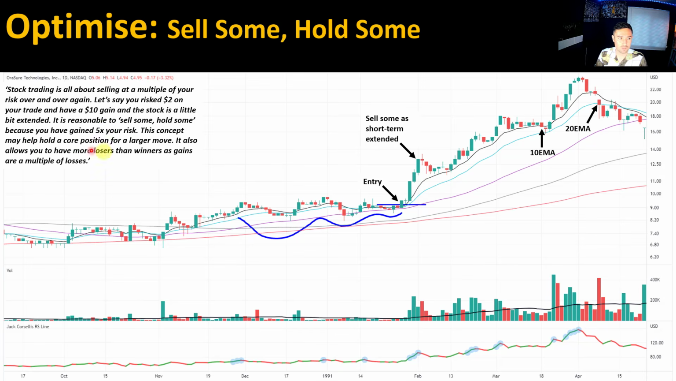This concept may help you hold a core position for a larger move. It also allows you to have far more losers than winners as gains are a multiple of losses. So let's imagine here you get a bit of VCP type action going on, it tightens up here, you get an inside bar coming through, so your entry is here, 3 to 5 days later, sell some, okay? Sell some here at a multiple of your risk, and then you get this pullback in here.